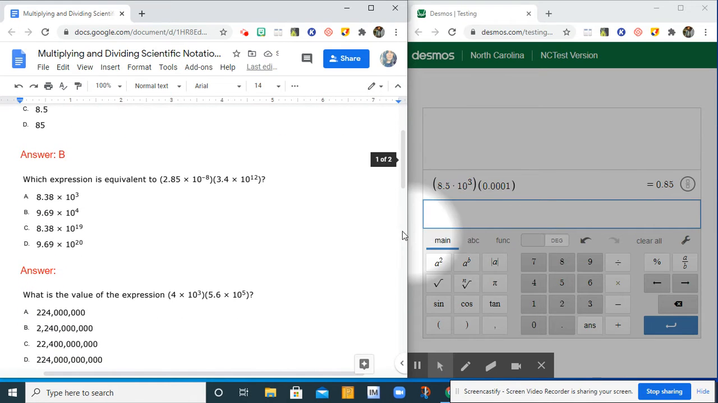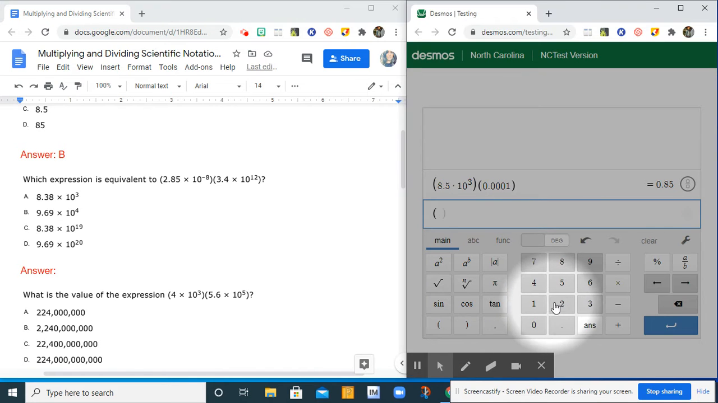Okay, the next one is 2.85. So again, parentheses, 2.85 times 10, with the exponent here being -8. Now, I know if you have me in class and you were using the handheld calculator, the negative sign is not the exact same thing as a subtraction sign. However, with this online calculator, this particular subtraction sign they're also using as a negative sign.